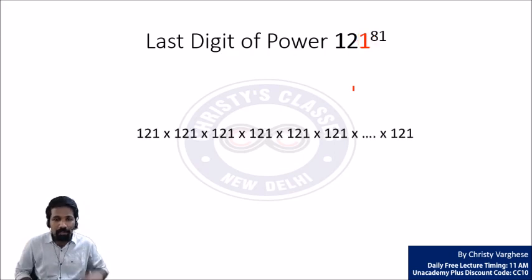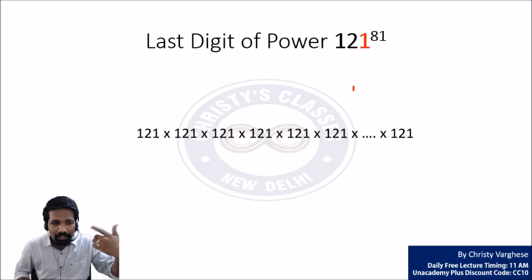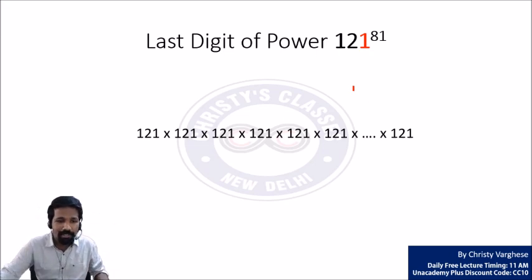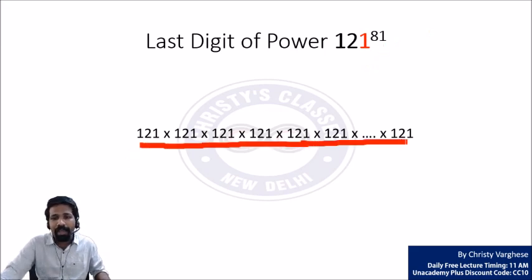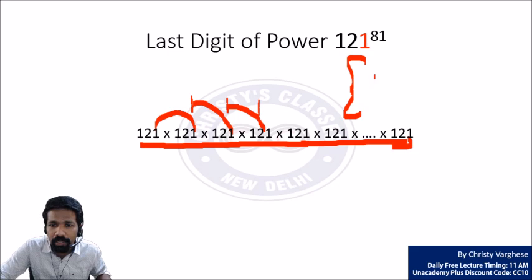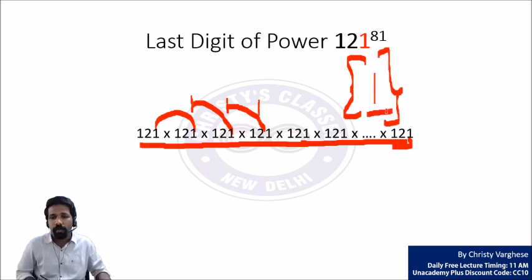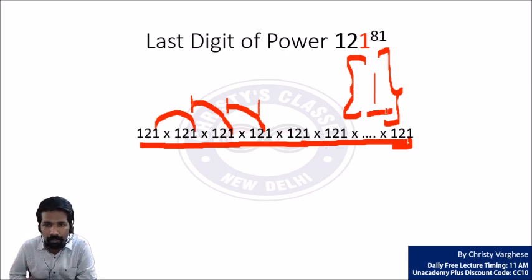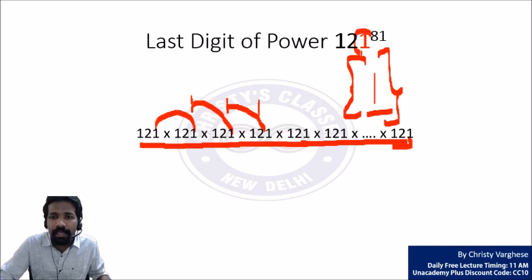That I will explain. Here cyclicity means how many elements are there in the cycle of last digits. For example, 121 raised to 81 is 121 into 121 into 121 into 121, 81 times. There also I told you only the last digit matters. 1 into 1 is 1. Once you got a 1, 1 into 1 is again 1, again 1. So you understood that in the cycle only one element is there, and that element is 1. In the cycle only one element is there, that is why we say that cyclicity is 1. So if the number base is ending in 1, its cyclicity is 1, so any power will also end in 1. That means the last digit will be only 1.